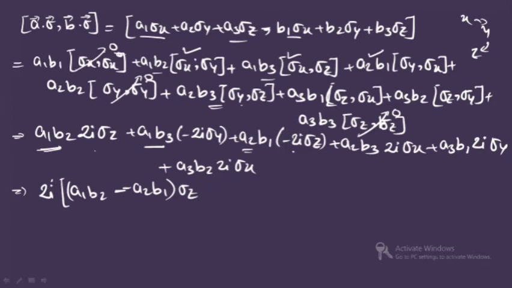Second term I'm taking a1 b3, all right? So if you see here, this is a3 b1, right? Plus, if I take here a3 b1 minus b3 a1, and here you are having sigma y in both the terms, these two terms if you see. Next you are having a2 b3, right? Plus if I take a2 b3, and this term is having a2 b3, 2i sigma.